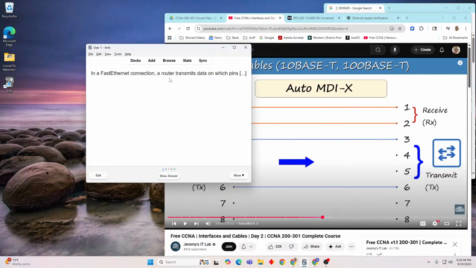In a Fast Ethernet connection, a router switches data on which pins? 1 and 2. In a Fast Ethernet connection, a PC transmits data on which pins? 1 and 2. And what is the name of the connector on the end of an Ethernet UTP cable? RJ45.